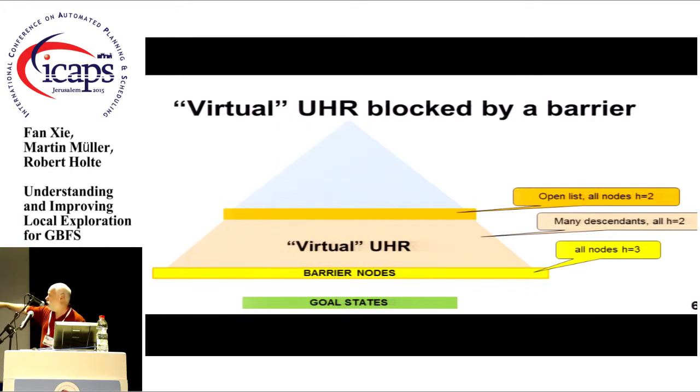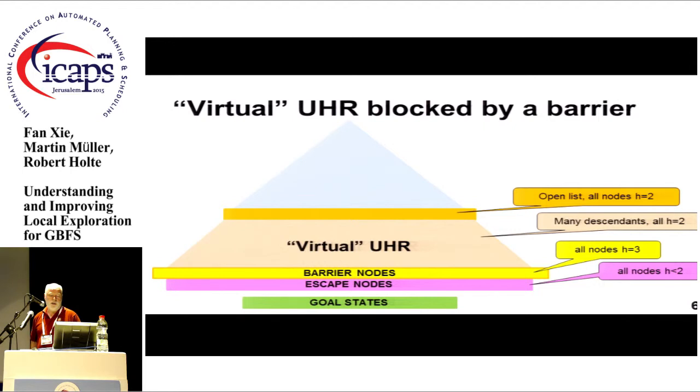So if you have a complete barrier so that you can't get to the goal nodes without going through a barrier from your current open list, then this is what we mean by a virtual UHR blocked by a barrier. The nodes just beyond the barrier are ones that have got smaller heuristic values, so they represent progress finally. So if you can get through the barrier, you'll get to some progress nodes. So this is the total picture that was our insight of what was going wrong with GBFS.